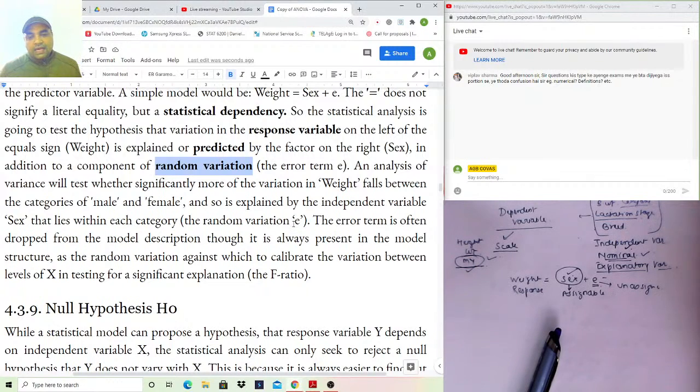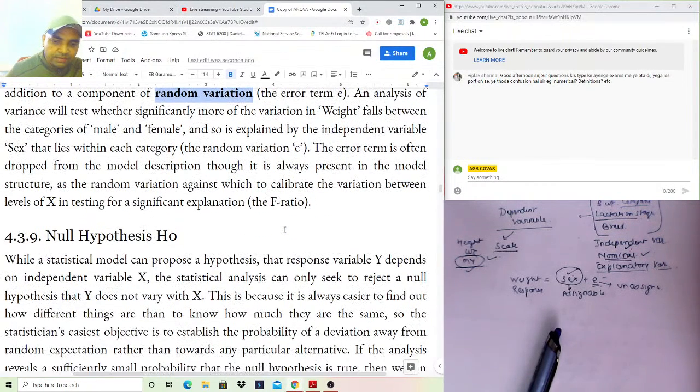The error term is often dropped from the model description, though it is always present in the model structure, as the random variation against which to calibrate the variation between levels of x in testing the significant explanation, the F ratio. So generally it is not written, but it is there.